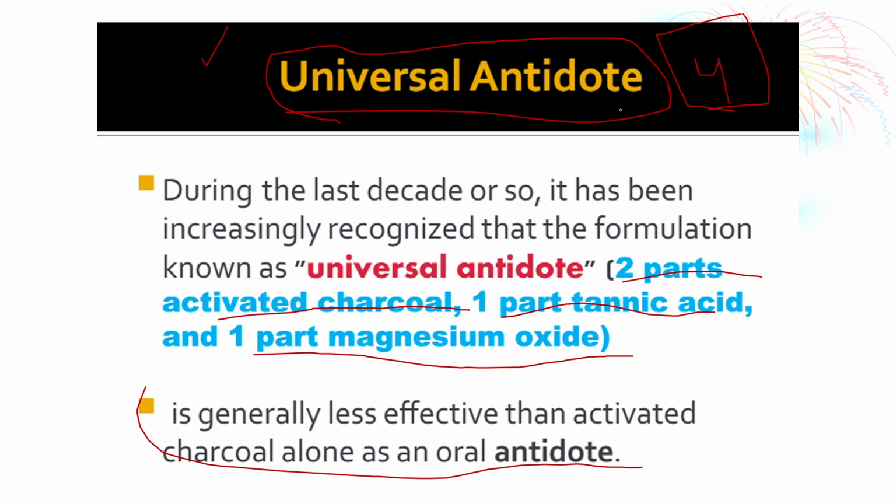Most of the time in OSCEs and exams, the question asked is what is the universal antidote and what are its different components. So the universal antidote is the antidote used universally for a combination of one, two, or three mixtures of poisons. It has four parts: two parts activated charcoal, one part tannic acid, and one part magnesium oxide.